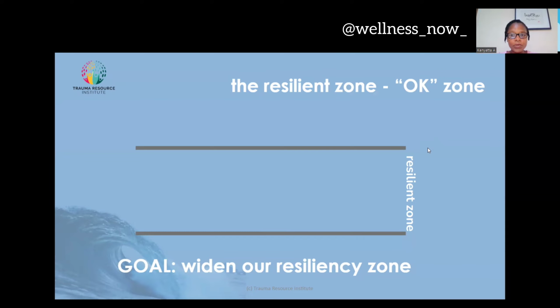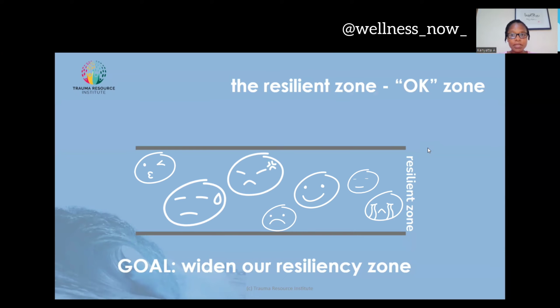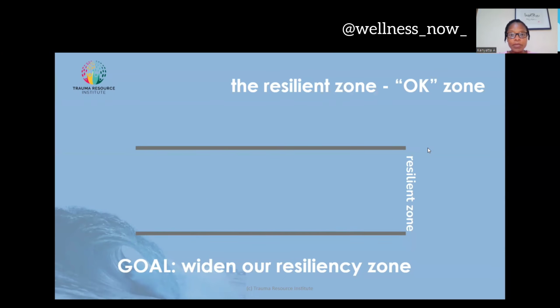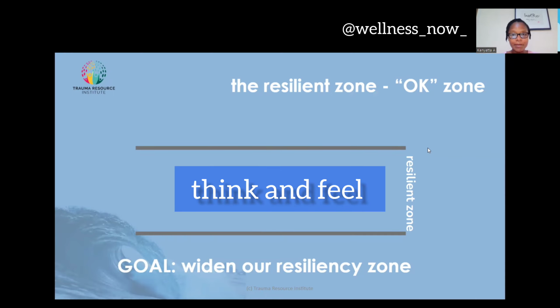When in the resilient zone, one is able to experience a wide range of emotions. One is also able to maintain their executive function, the ability to think clearly. One is able to make sound decisions for themselves, their families, and their communities. Simply put, when one is in the resilient zone, they can think and feel at the same time.